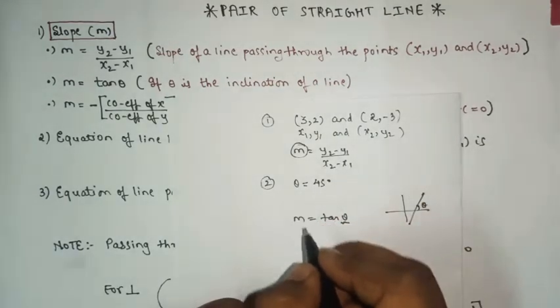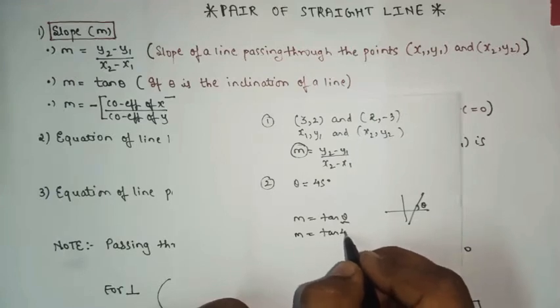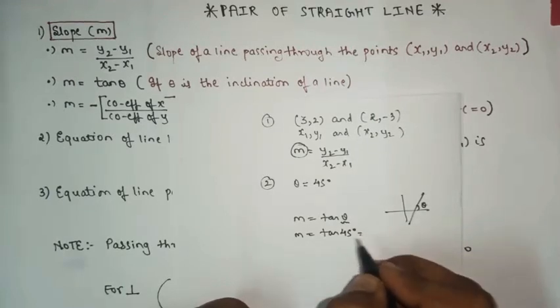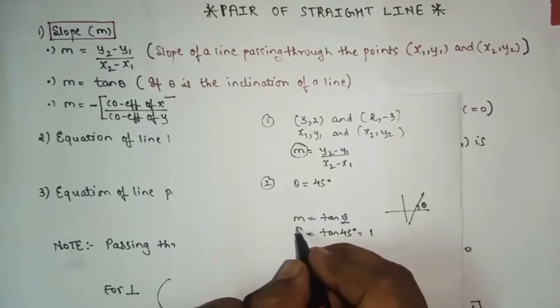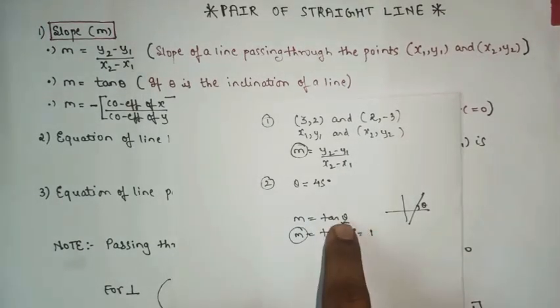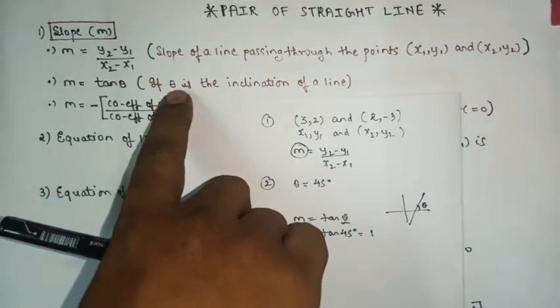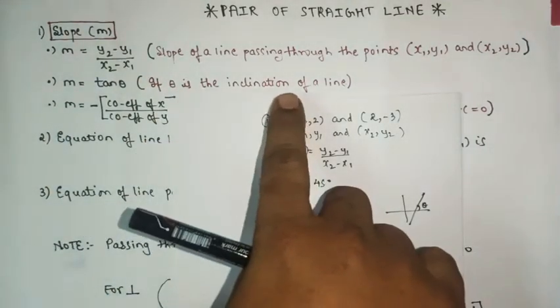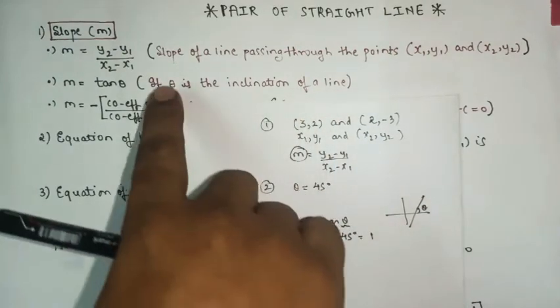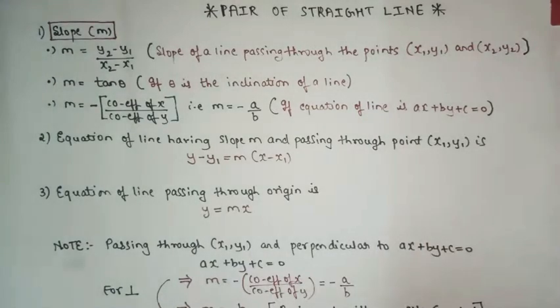So using this formula m equal to tan theta, theta will be replaced by 45, and we know that tan 45 is 1. So here we got the slope equal to 1 when you have theta. So the second formula is applied when theta, the inclination of the line, is given. When theta is given, apply this formula. Okay, now we'll see the third one.